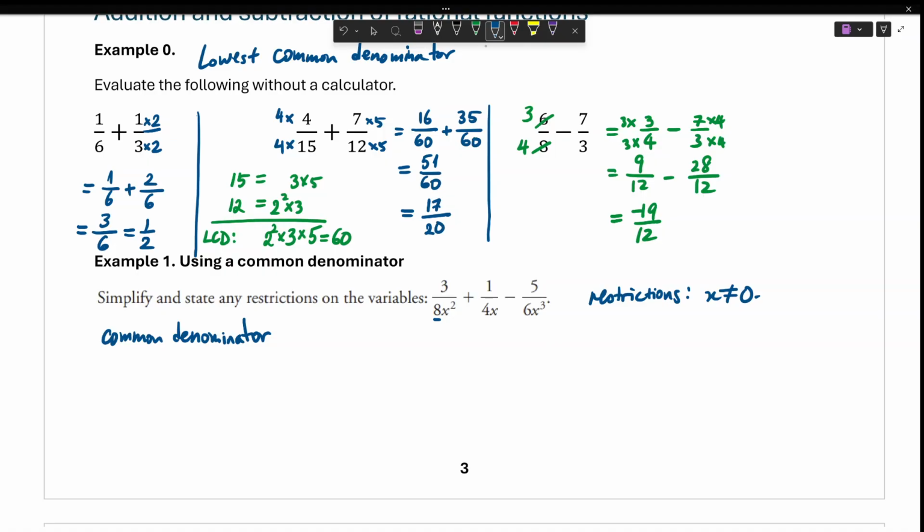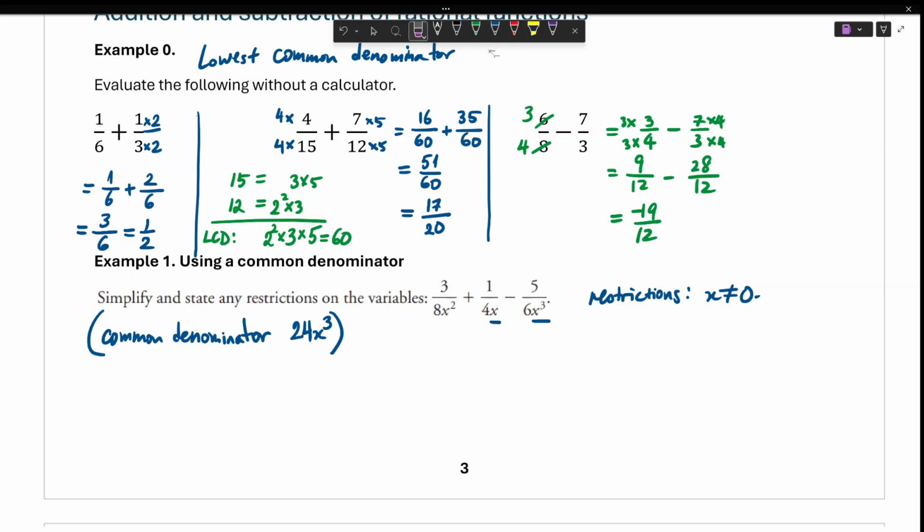Okay, so each of these 8, 4, and 6, you can convince yourself that the lowest common multiple of those should be 24. And then you can look at the variables. You have an x squared, you have an x, and you have an x cubed. In order to accommodate the x cubed, you need to have at least 3 of these x's. So there you go. There's your common denominator.